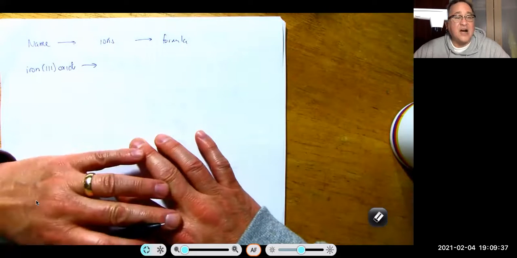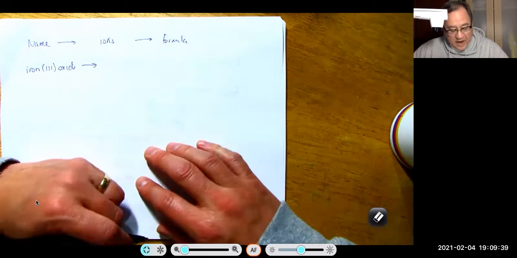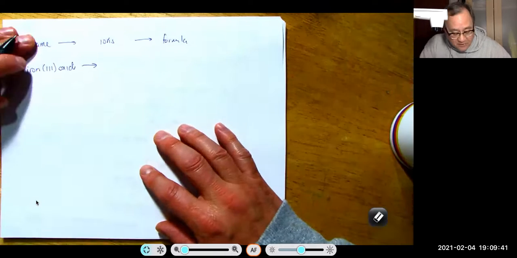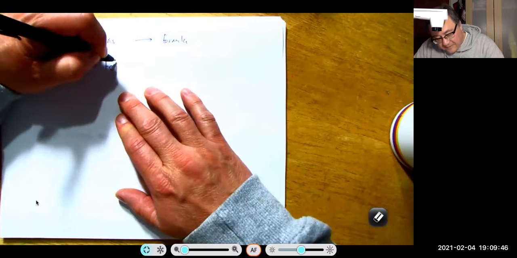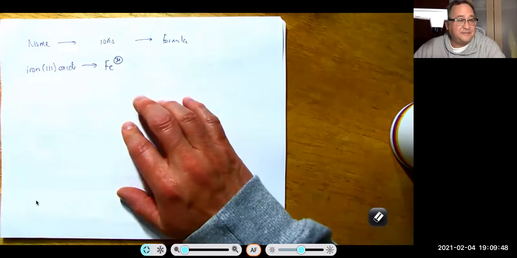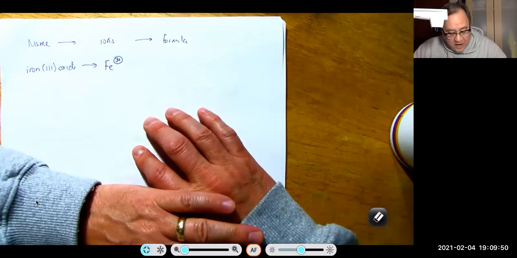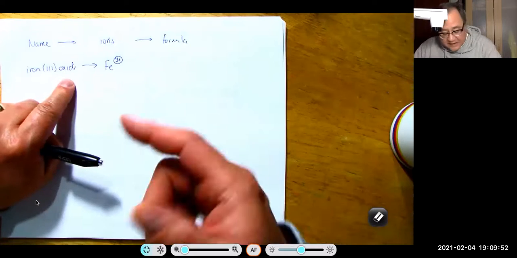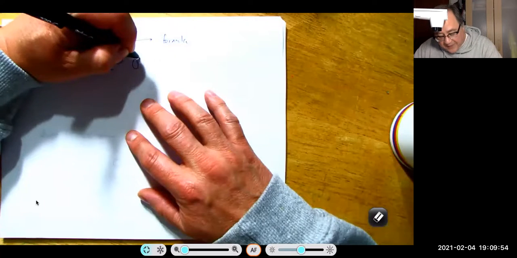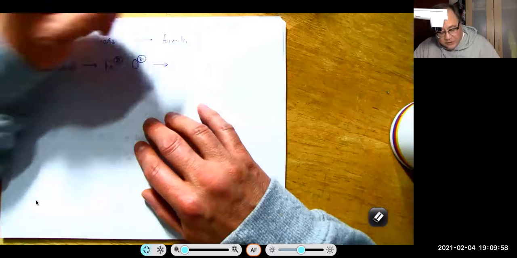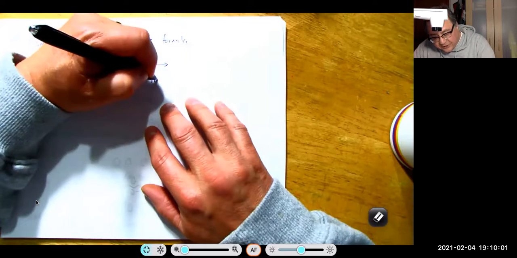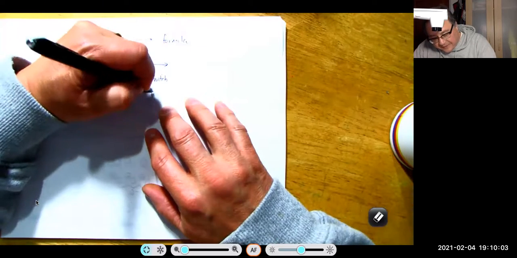Let's figure out the ions. Iron 3 is by far the easiest of these two. It's iron with the +3. Oxide, because of where it's in the periodic table, it's O2 minus. And to figure out the formula, we're going to do something called switch and simplify.